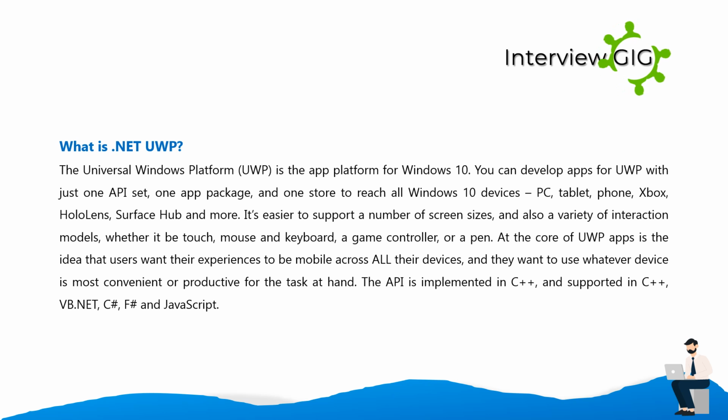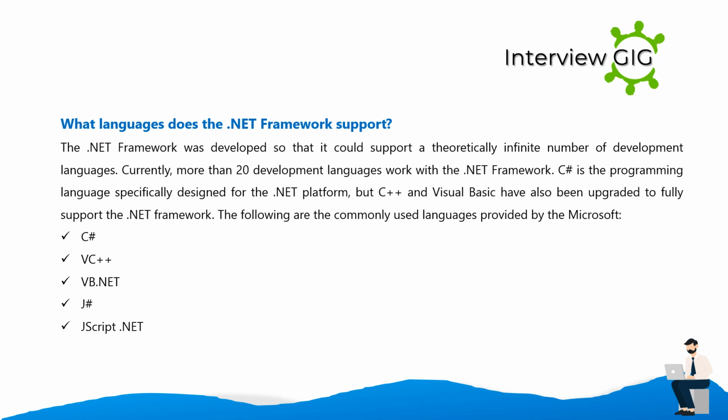At the core of UWP apps is the idea that users want their experiences to be mobile across all their devices, and they want to use whatever device is most convenient or productive for the task at hand. The API is implemented in C++, and supported in C++, VB.NET, C#, F# and JavaScript.